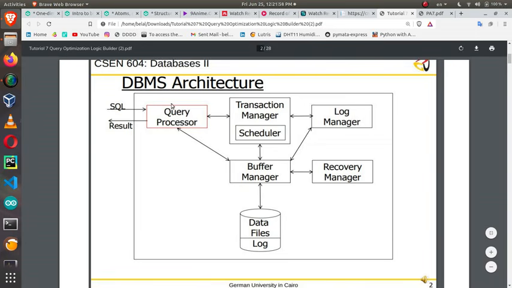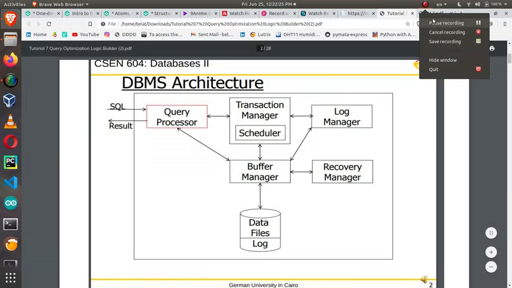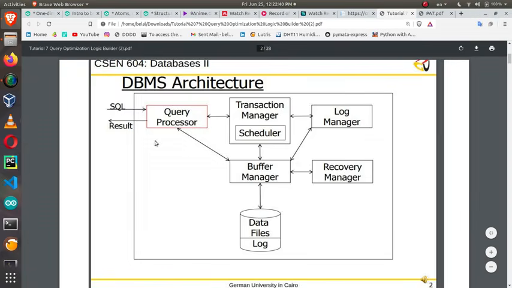Okay, so we will spend the next 3 tutorials learning about the query processor. So we have tutorial 7, query processor part 1, the logical plan, and tutorial 8, query processor part 2, physical plan, and tutorial 9, query processor part 3, physical plan.